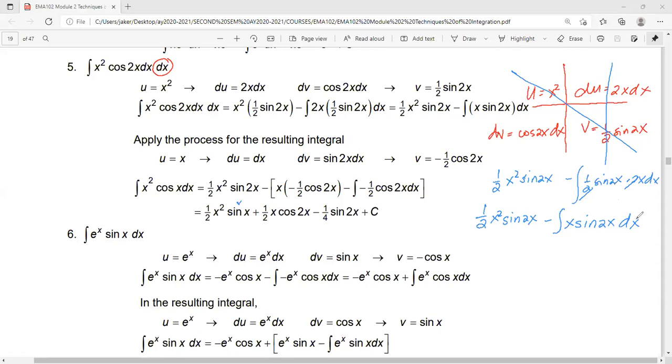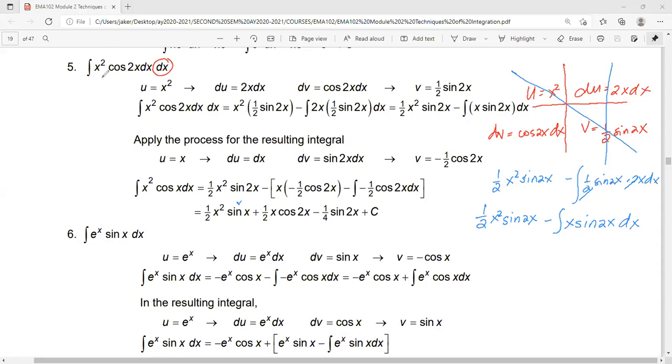You say, Miss, it's not finished yet. Precisely because whenever your polynomial is of degree higher than 1 and it's multiplied to any of your transcendental function, trigonometric function, exponential function, it will dictate how many times you do by parts. What will dictate how many times you do by parts? The degree of your polynomial. So since this is second degree, you will do by parts twice. If this is cube, you will do by parts thrice.